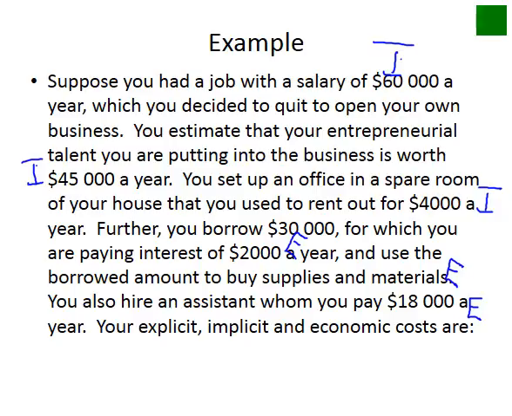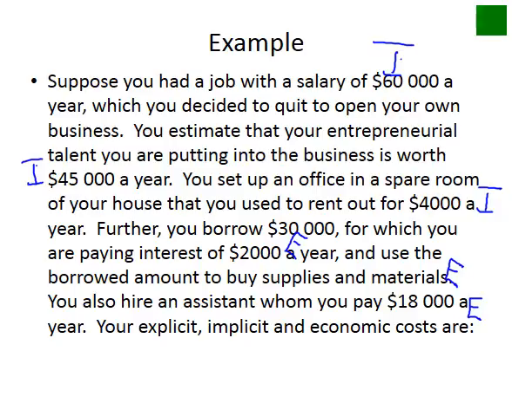You estimate that the entrepreneurial talent you're putting into the business is worth $45,000 a year. Again, is that $45,000 a year actually being paid out? Is it actually a transaction that's being paid? The answer is no. So again, this is an implicit cost. You set up an office in a spare room of your house that you used to rent out for $4,000 a year. Again, is money actually being given from one party to the other? The answer is no. So this as well is an implicit cost.